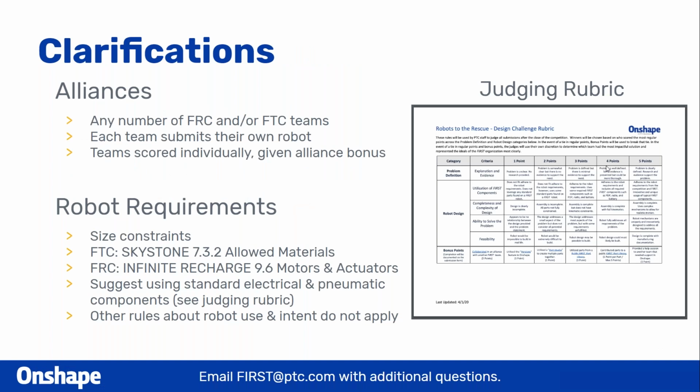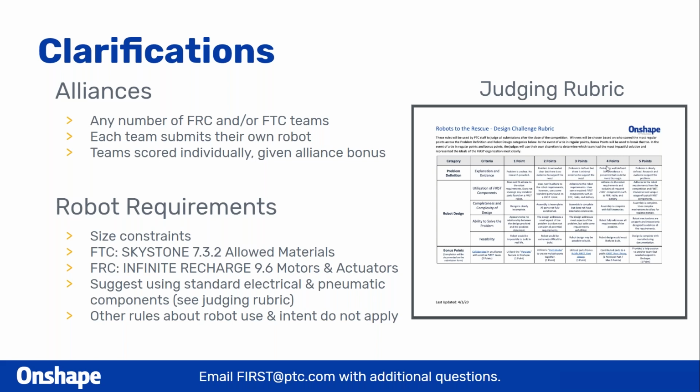And then just a few clarifications based on some of the questions that we've gotten in so far. An alliance can be any number of FRC or FTC teams joined together, but each team will submit your own robot and then be scored individually. And if you are looking for teams to join with, there have been some teams that have posted Google Forms to find a team that's still looking for an alliance member. That was sent out in our most recent email, and it also can be found on Chief Delphi.